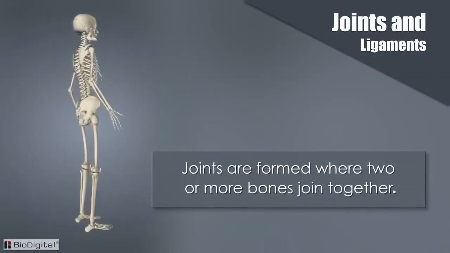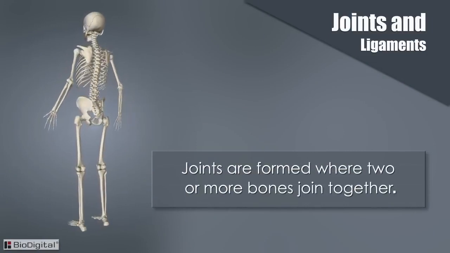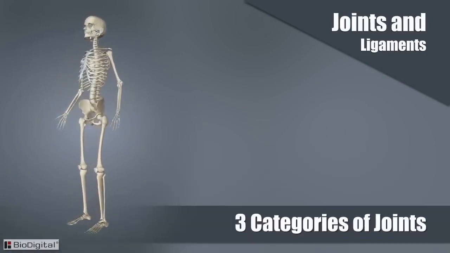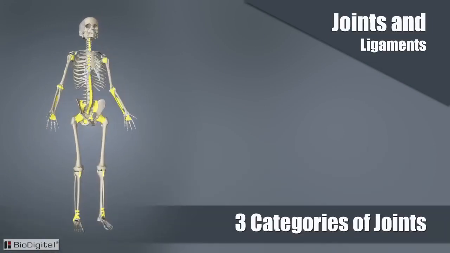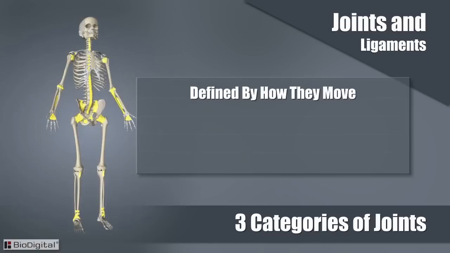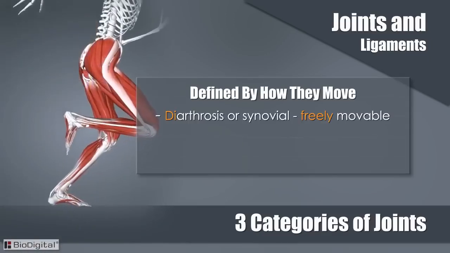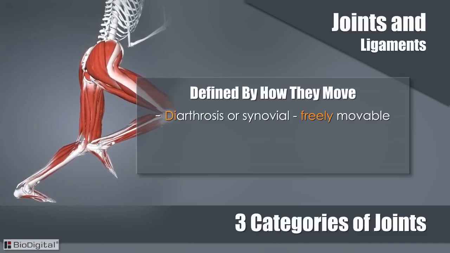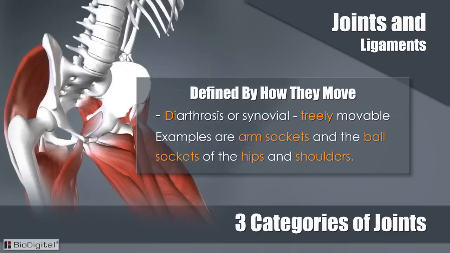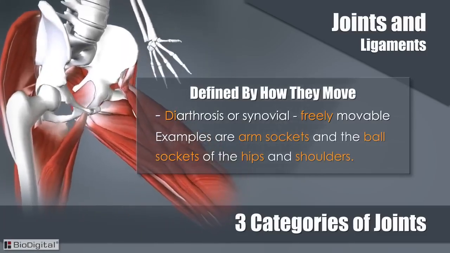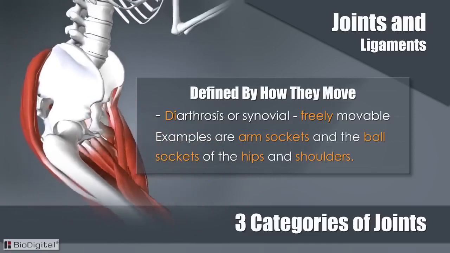Joints are formed where two or more bones are joined together. The joints are divided into three major categories defined as to how these joints move. Diarthrosis or synovial means freely movable. An example would be the ball and socket of the shoulder and hips.